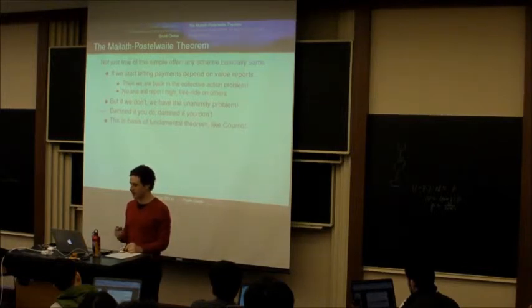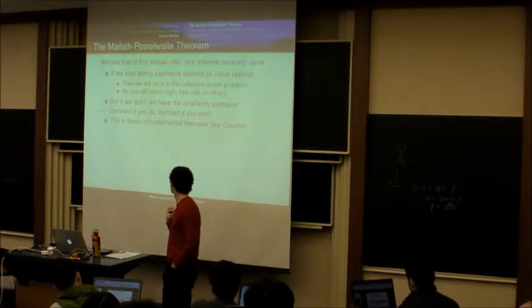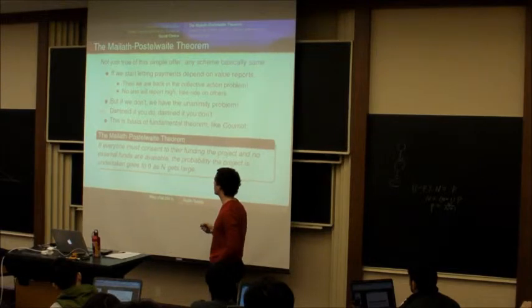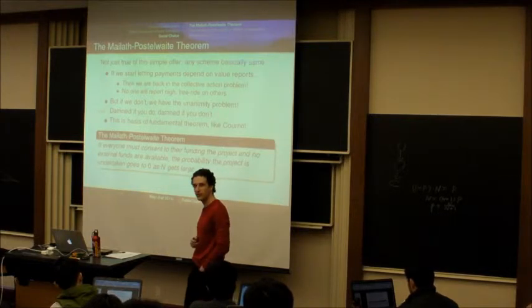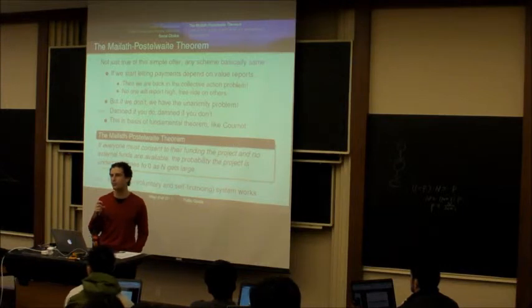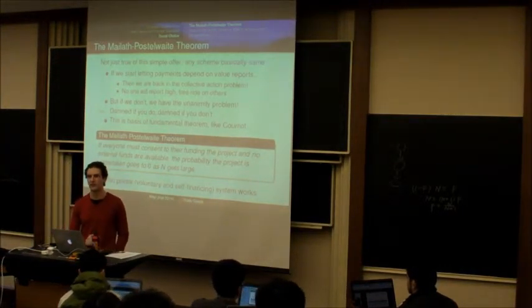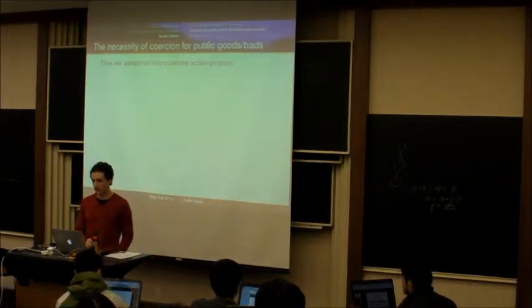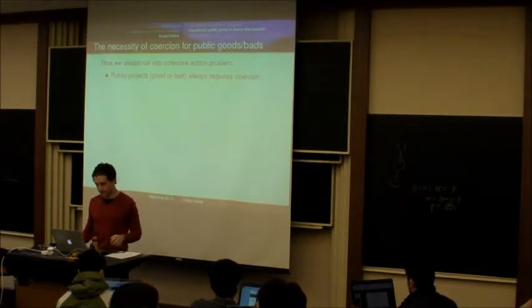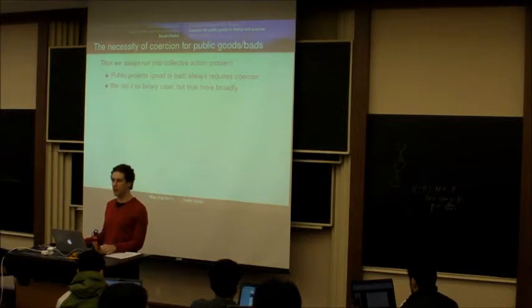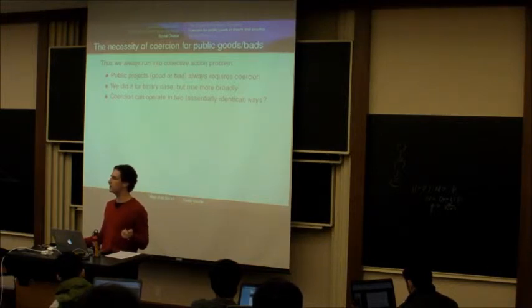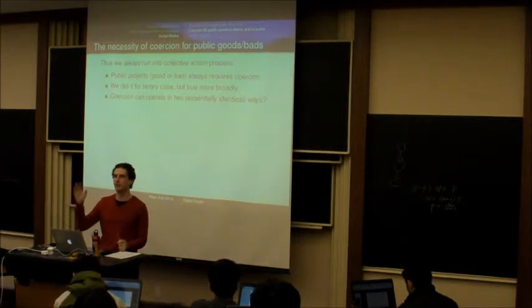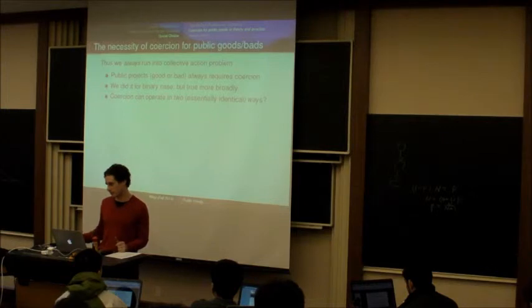And this is the basis of a very fundamental theorem which extends the Bergstrom corollary that we said. This is called the Mailath and Postlewaite system. And it says, if everyone has to consent in order for the public project to go through, and there are no external funds available, then the probability that the project is undertaken always goes to zero as the number of people gets large. In other words, no private, and by private I mean voluntary and self-financing system, can ever work. That is, we always run into the collective action problem. Public projects, either good or bad, will always require some coercion. And we did this in the binary case, but in the case where it's a quantity, it's basically the same conclusion. Any system will always lead to almost nothing being contributed as the number of people gets large.